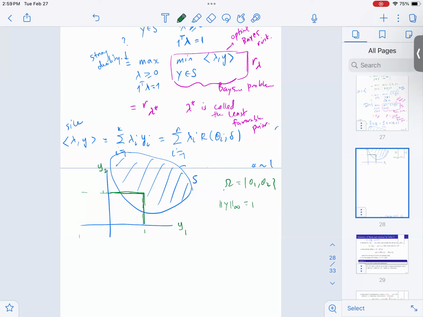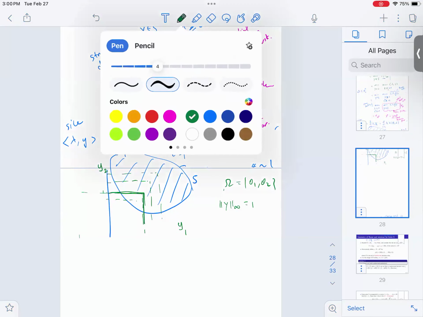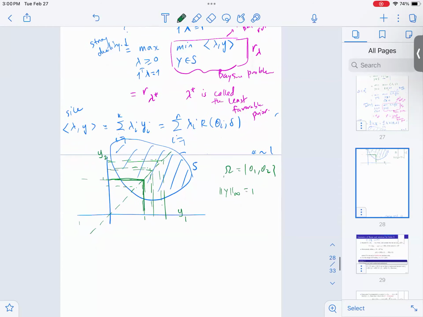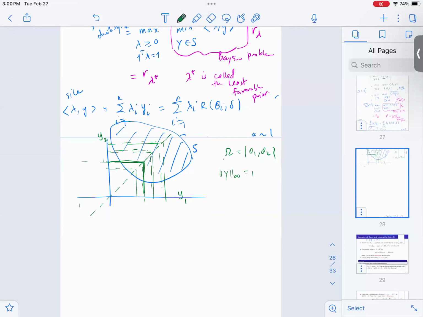Okay, what happens if I change this number? If I increase it, it would be like that, right? And I start to decrease it. So there's this 45 degree line, right? These all pass through that. I should maybe be a little bit more careful. So they all intersect this 45 degree line. So I'm going to decrease it, and at some point I'm going to hit the boundary.